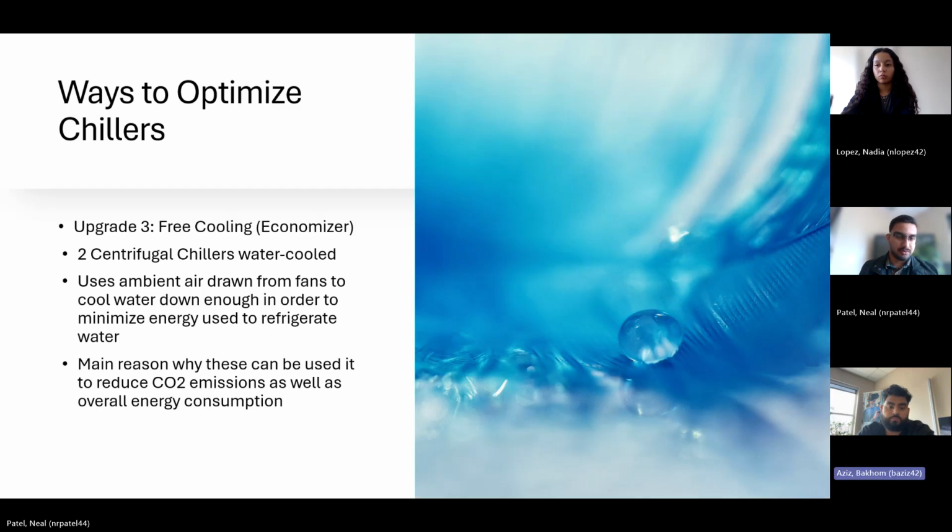Another one that we used was free cooling, aka an economizer. Basically, it uses the cold ambient air to cool down the water in order to minimize energy used to refrigerate the water. One of the main reasons why people use it is because it reduces CO2 emissions overall, and generally it reduces the overall energy consumption by the whole machine.